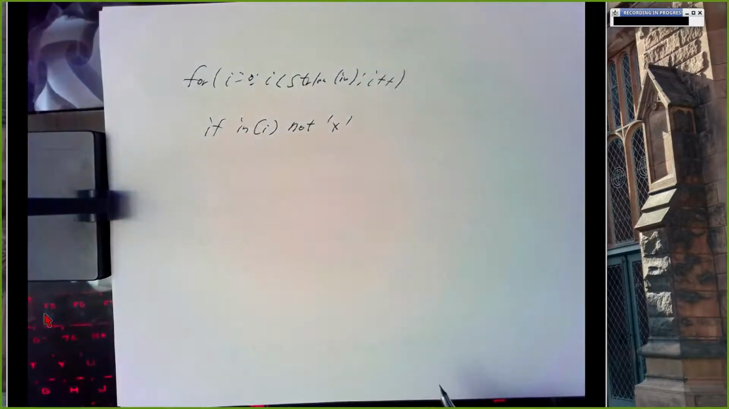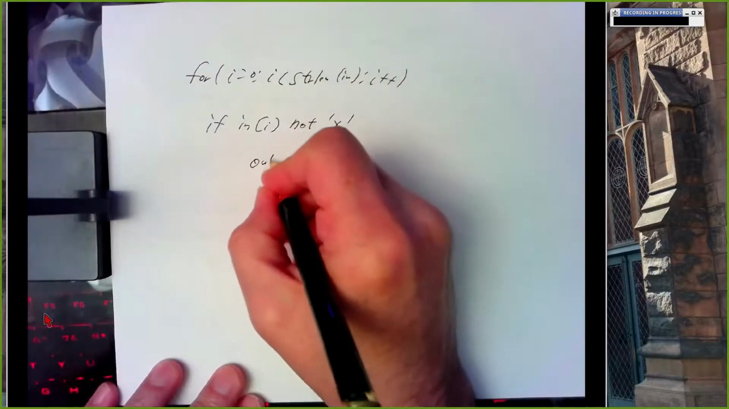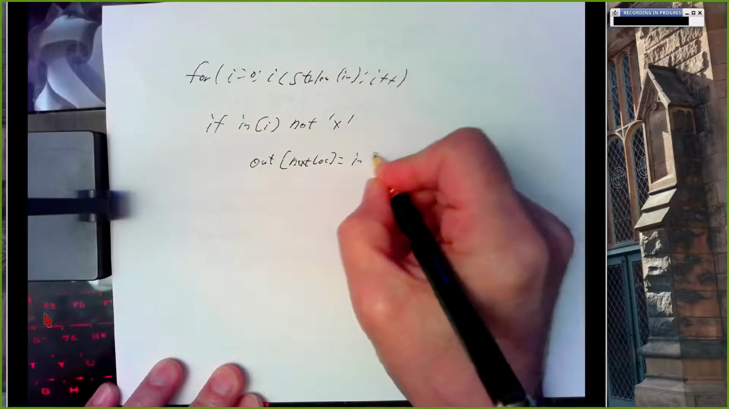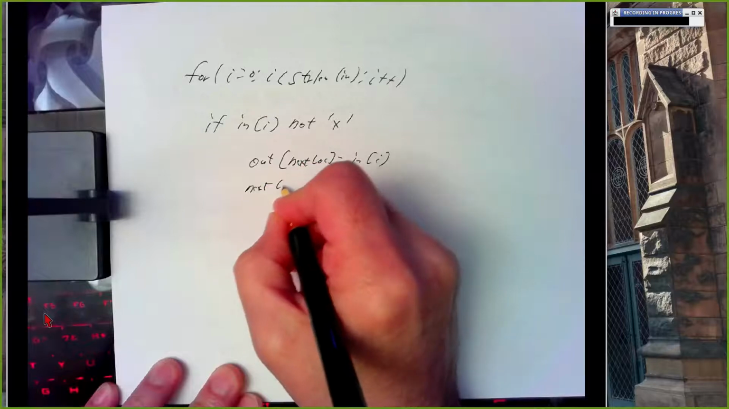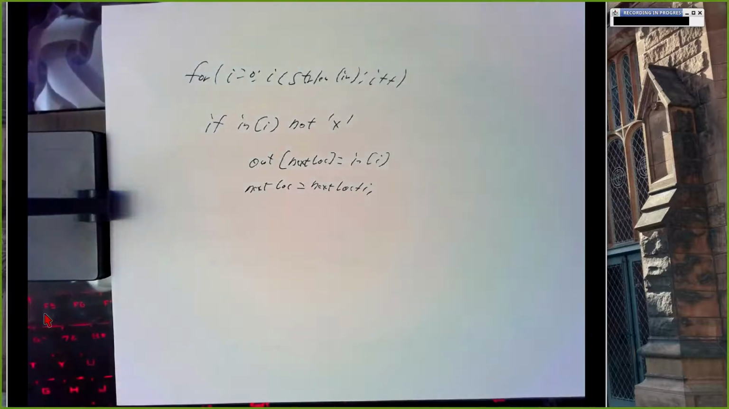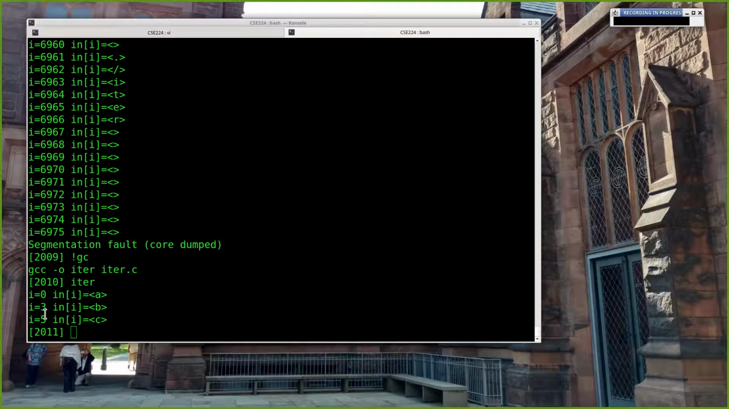So if your input character I is not X, then set your out bracket next location equal to in bracket I, and then increment your next location. So if I initialize next location to 0, then I would copy A into output 0. I'd increment next location to 1. When I get to B a few steps later, that would get copied to output character 1. Increment next location to 2, and when I eventually get to my C, that'll go into output location 2. Increment my next location to 3.